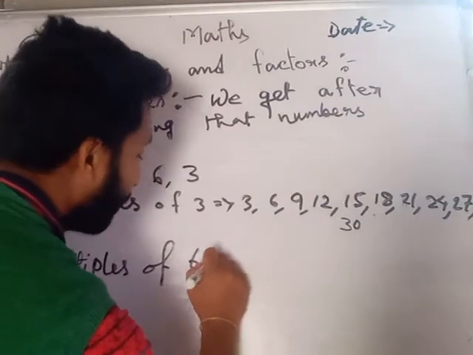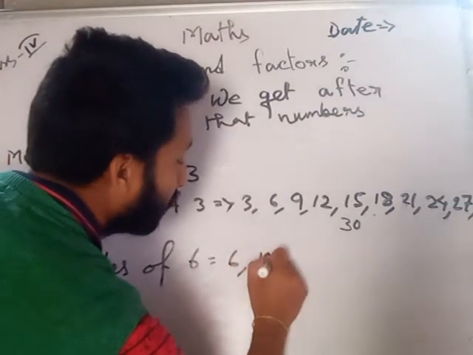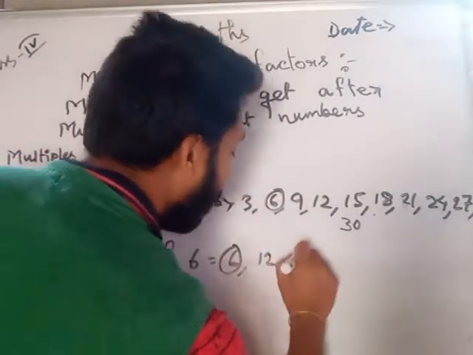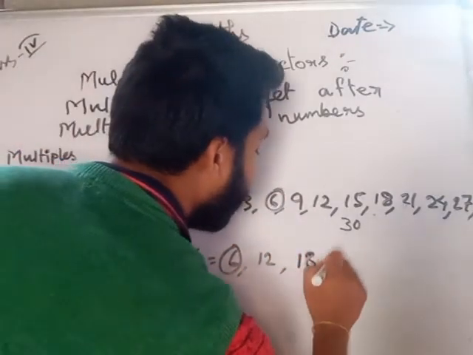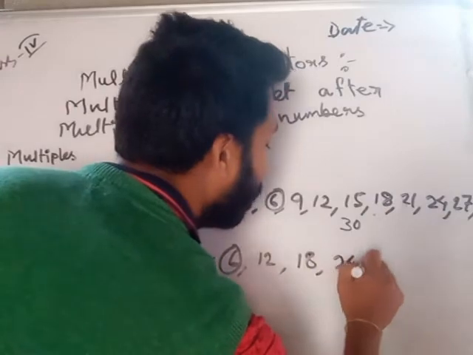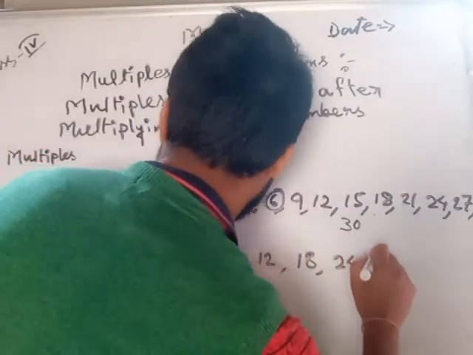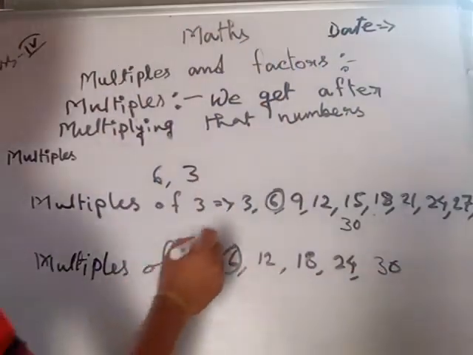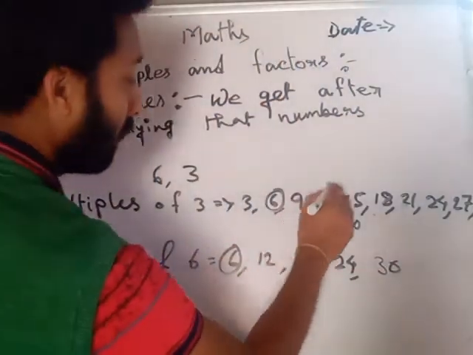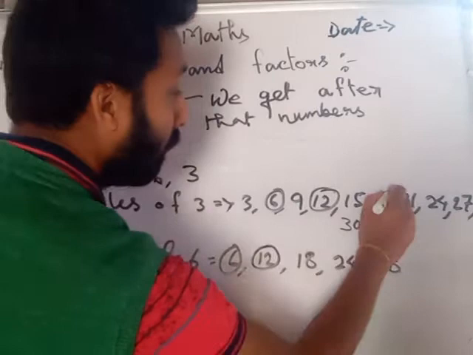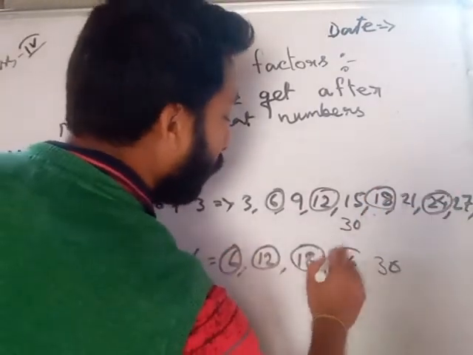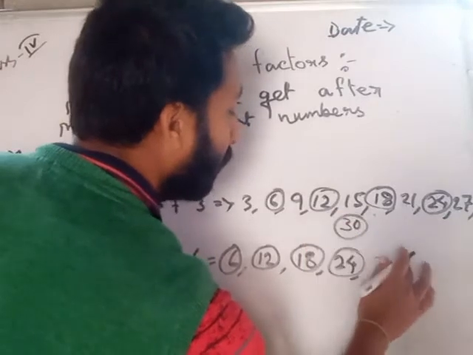of 6. 6 1s are 6, 6 2s are 12, 6 3s are 18, 6 4s are 24, 6 5s are 30. First 6, then 12, 18, 24, 30.